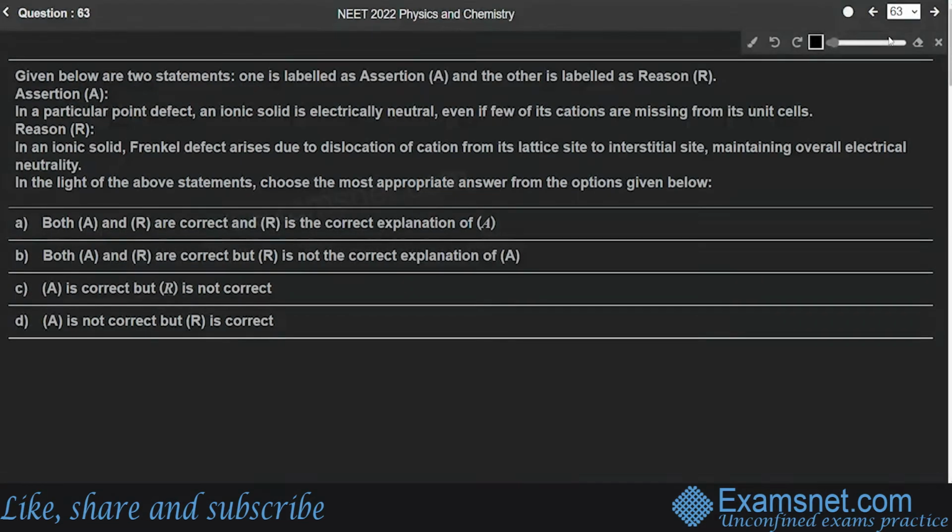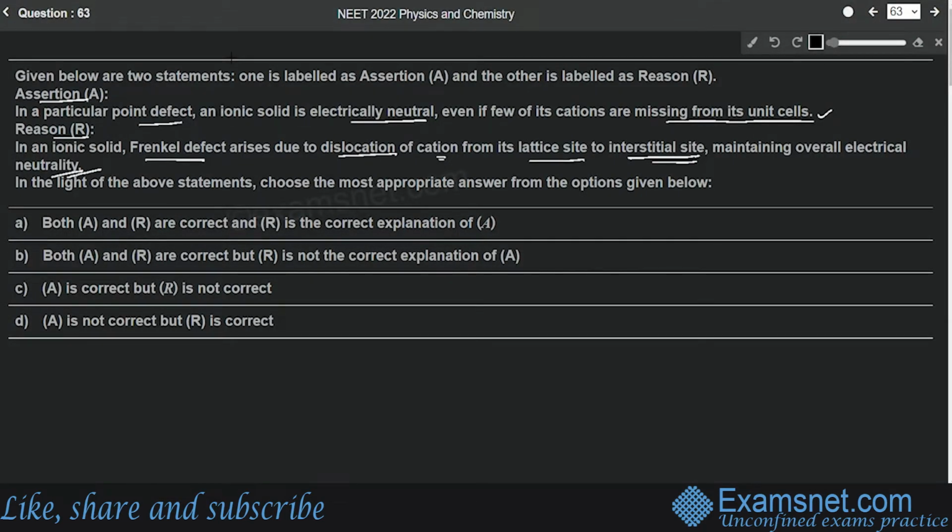Question number 63 is from the solid state. Here we are given two statements. One is assertion and the other is reason. Assertion is that in a particular point defect, an ionic solid is electrically neutral even if few of its cations are missing from its unit cells. And the reason is in an ionic solid, Frenkel defect arises due to dislocation of cation from its lattice site to the interstitial site, maintaining overall electrical neutrality.